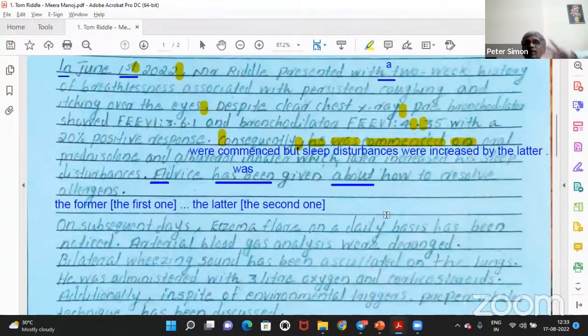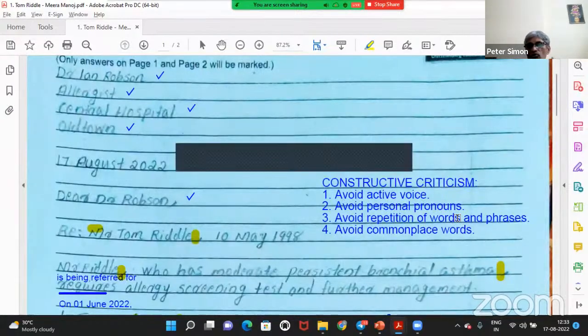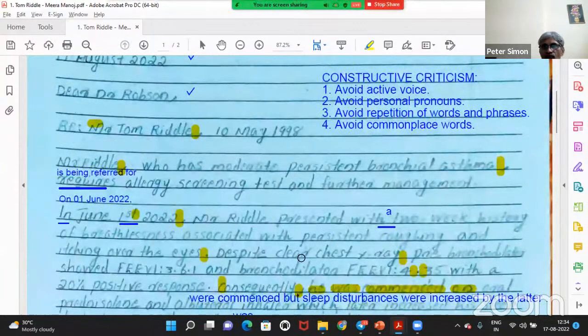These are the 4 pillars of writing. Avoid active voice, that means use passive voice. Avoid personal pronouns, that means no personal pronouns. The next one, avoid repetition. Don't use the same words time and again. Then avoid commonplace words. Commonplace means every person can write those words, like given. So don't use such words. These are the 4 rules, so follow them.